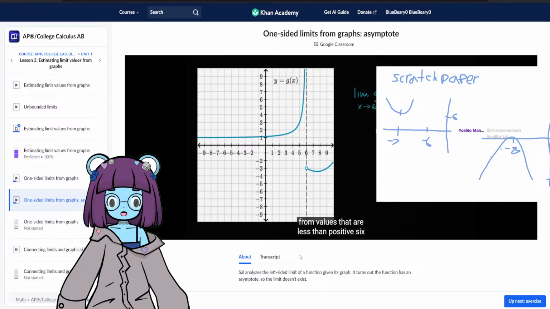It's the guy who made this. Sal is the guy who made Khan Academy. It's named after him. I think his name's Sal Khan, and he's the guy who made all of these videos on YouTube and everything about teaching stuff.